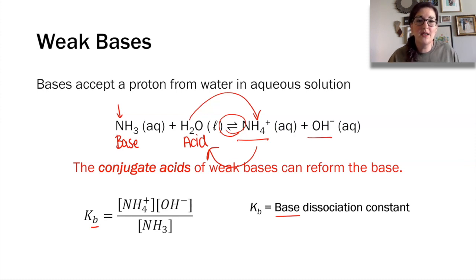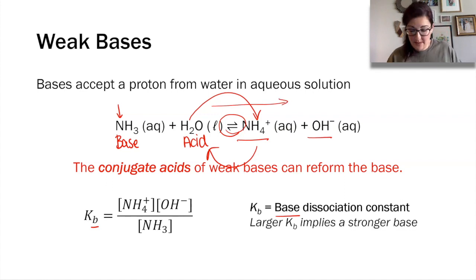How do you think the Kb value will influence base strength? Does a larger Kb imply a stronger base, or does a smaller Kb imply a stronger base? Well, remember, stronger bases mean that they're more product favored, right? So a larger Kb implies a stronger base. So same trend as acids. If we have a large Kb, we have a strong base.